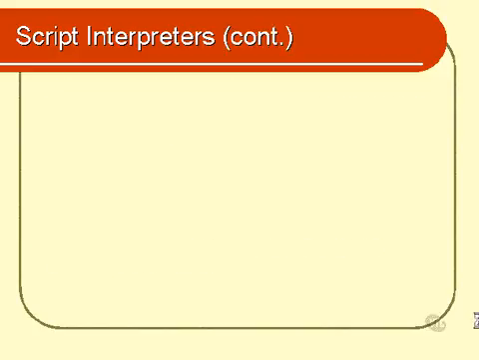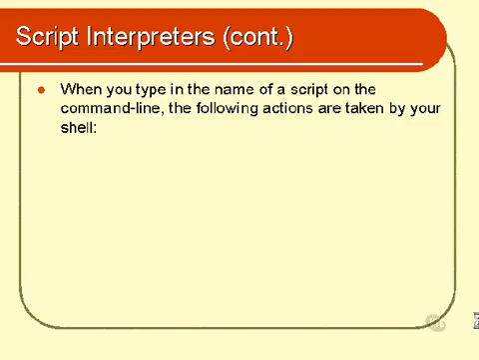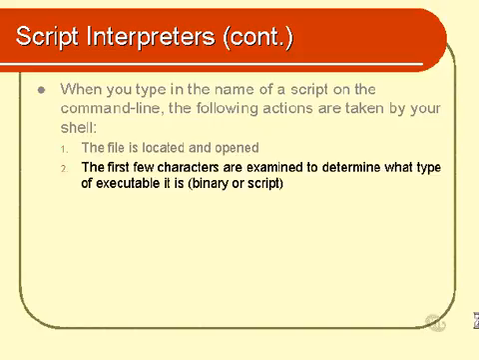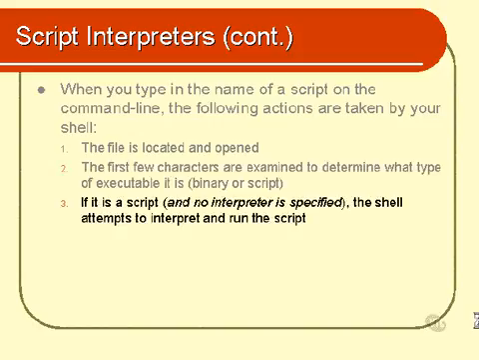So let's look under the bonnet and find out exactly what happens when you instruct your Bourne shell to run a script. What happens is, firstly, the file, the name of the script file itself, is located and opened. And the first few characters of that file are examined to determine what type of executable it is, whether it's a binary file or whether it's a script. Now, if it is a script, and no interpreter is specified in the script itself, and we'll look in a moment exactly what that means, then the Bourne shell that you're running attempts to interpret and run that script.